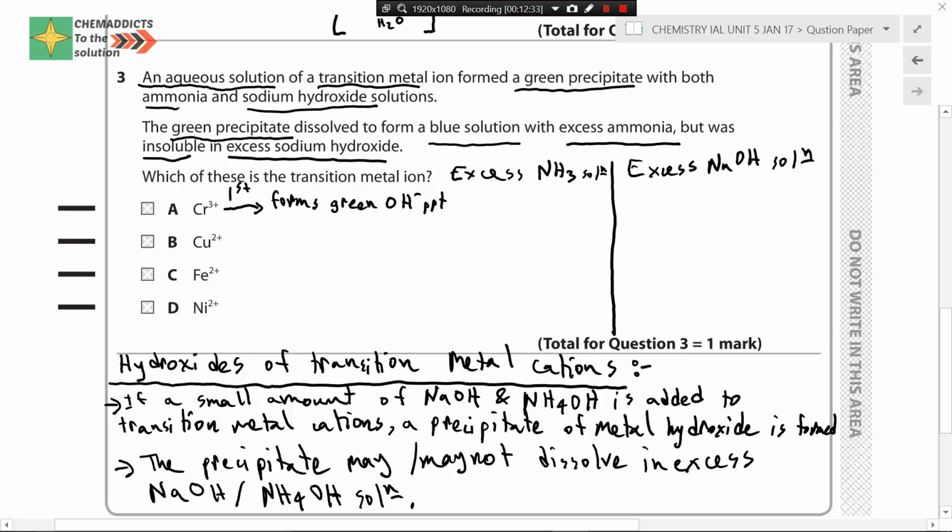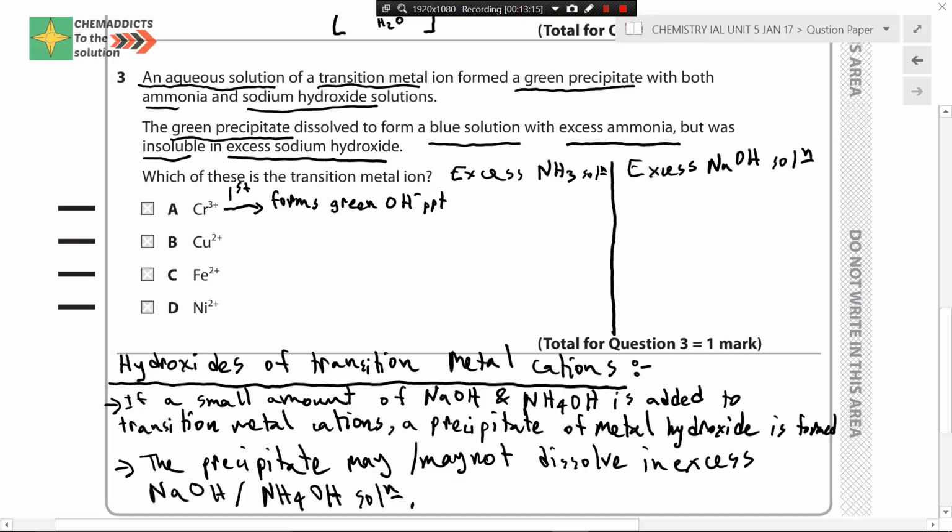First what we have done is take an aqueous solution of transition metal ion. In this case we have added chromium 3 plus ion with both ammonia and sodium hydroxide solutions. So this gives green precipitate at first. Now we are going to add excess ammonia and then excess sodium hydroxide to see the change. Okay, now let's see what it gives with excess ammonia.